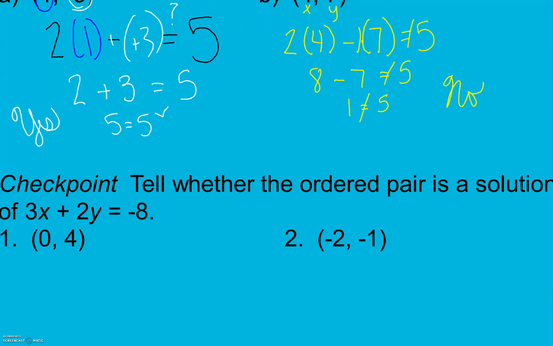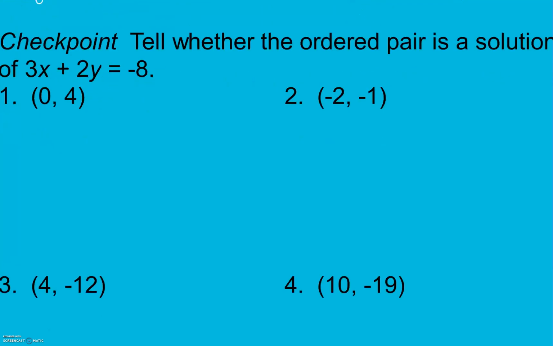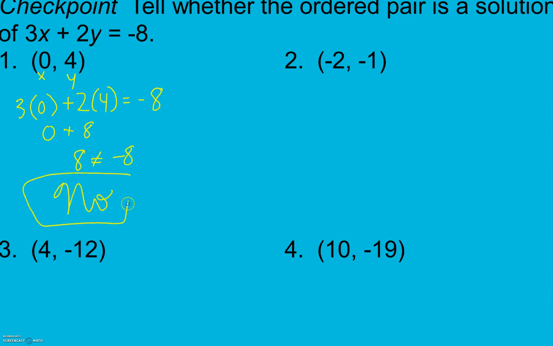Feel free to pause here and give these a try if you'd like. We're going to check to see whether the ordered pairs are solutions of our equation. Instead of writing an x, I'm going to plug in a 0, and instead of writing a y, I'm going to plug in a 4. We're going to check and see, does it equal negative 8? 3 times 0 is 0. 2 times 4 is 8. So 0 plus 8 is 8, which does not equal negative 8. So this, no.